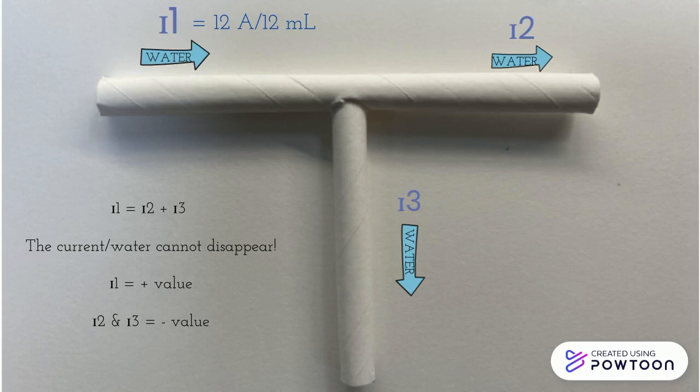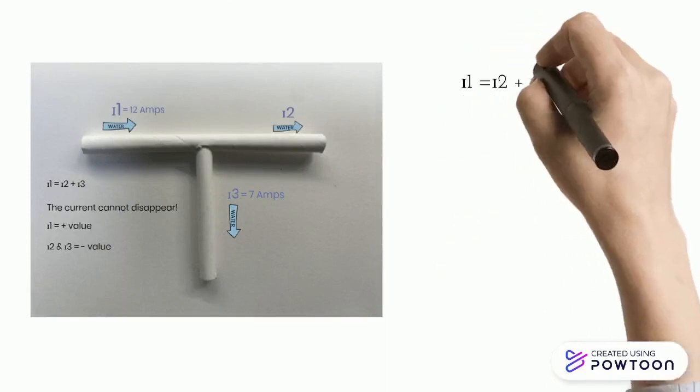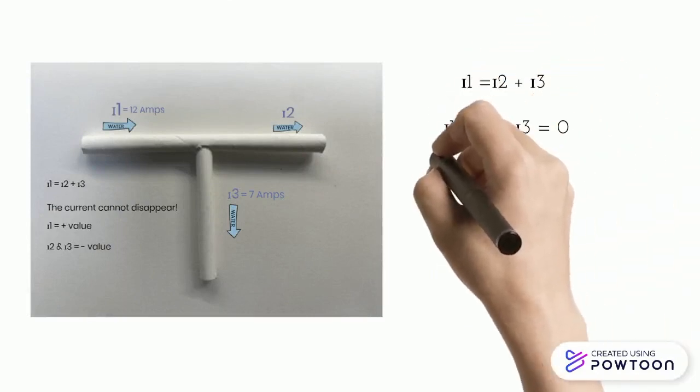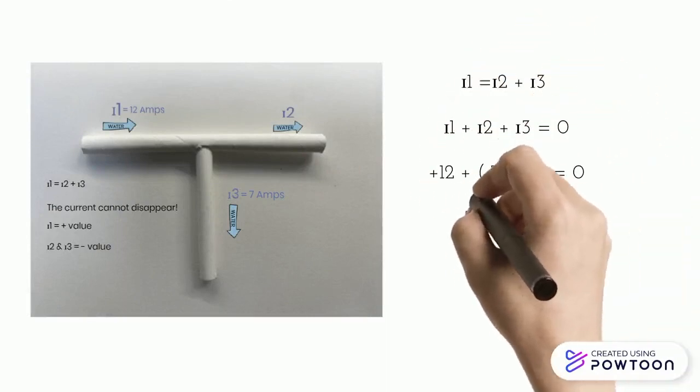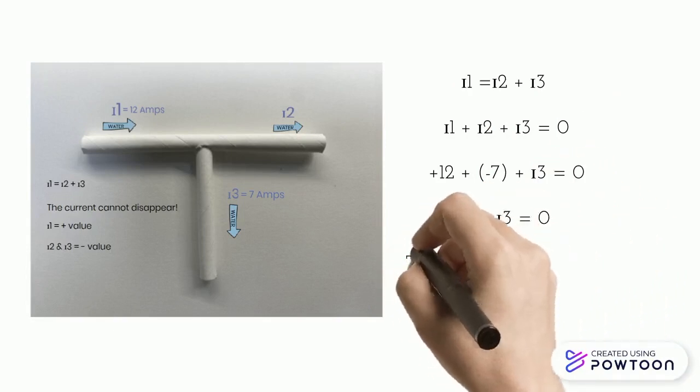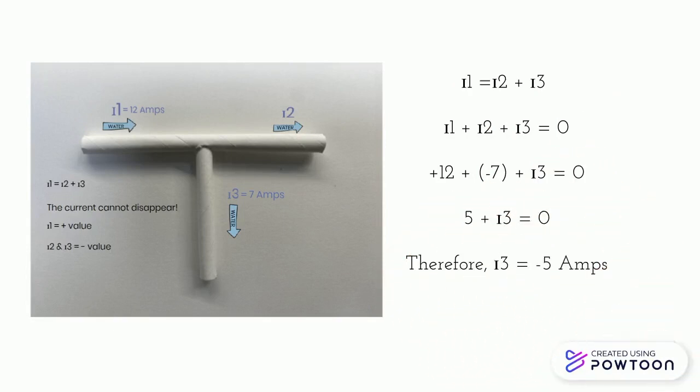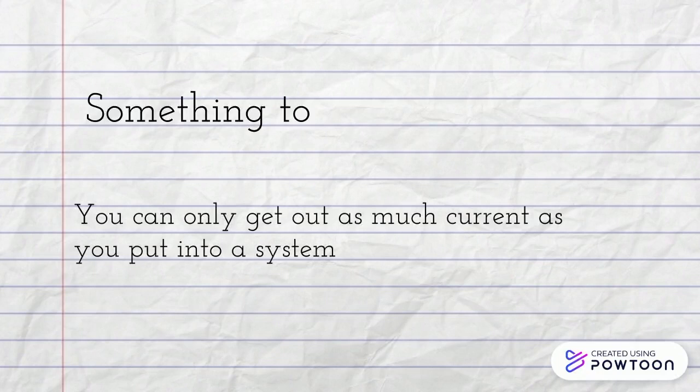Using Kirchhoff's current law, you would state that the 12 amps or 12 milliliters of water flowing into the node must be positive, and the current/water flowing out must be negative. If you were to say that the current/water flowing out of this branch I3 is 7 amps, then using Kirchhoff's current law, this branch, I2, must have 5 amps of current flowing out, making it a negative. Kirchhoff's current law helps explain that you can only get out as much current as you put in.